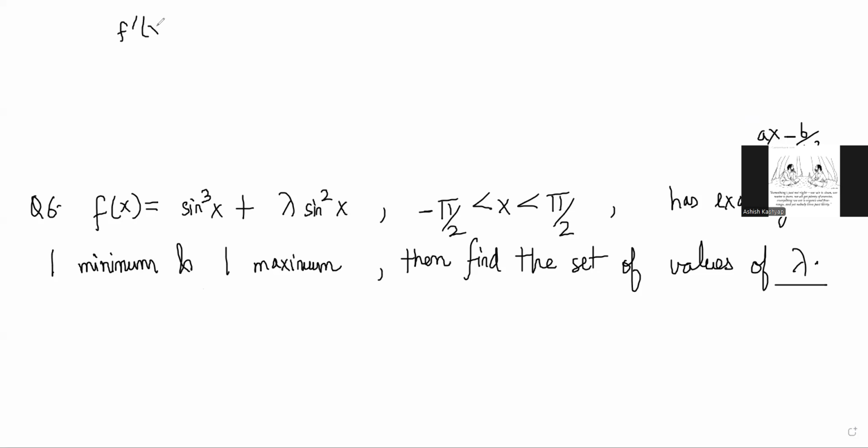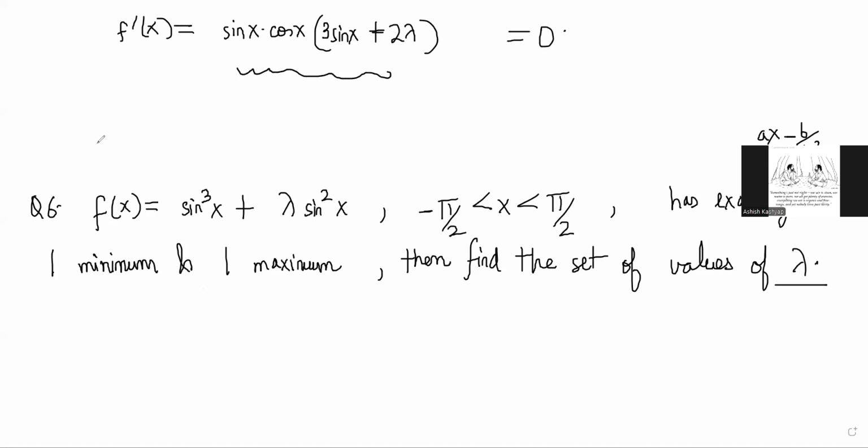Your f dash x came as sin x cos x times sin x (3 sin x plus 2 lambda). So when I am saying f dash x is equal to 0, how are you getting two cases? Why not three cases? Sir, because it is quadratic in sine. There is no relation with quadratic. These are three factors.